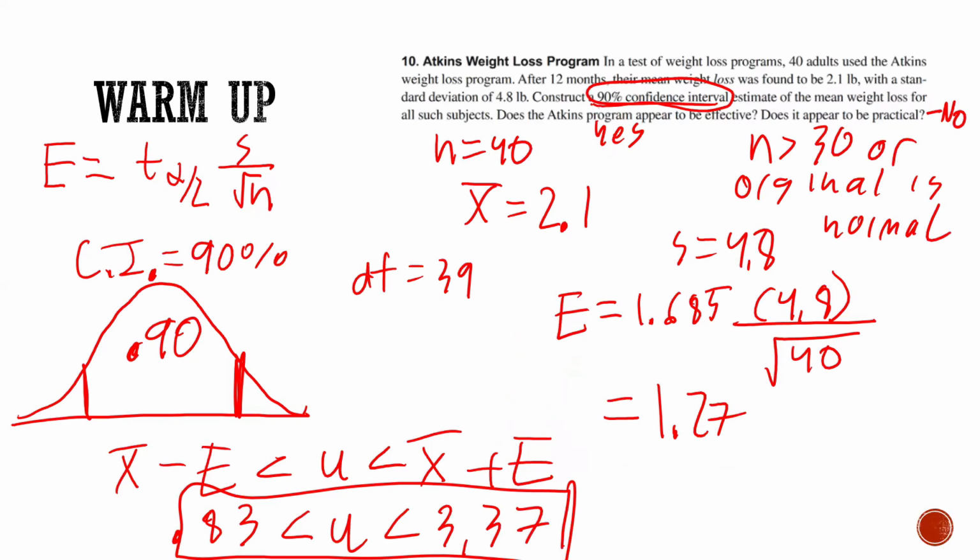So we found the error, right? And then we found the confidence interval by doing what with the error? You can actually see me doing it right here. I did what with the error to get the confidence interval?